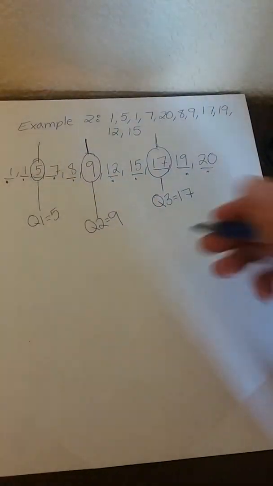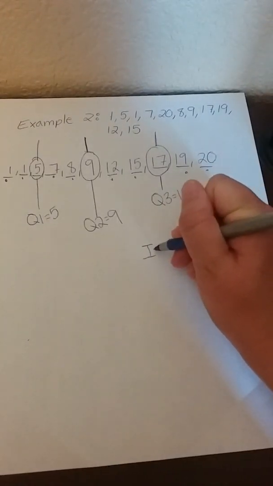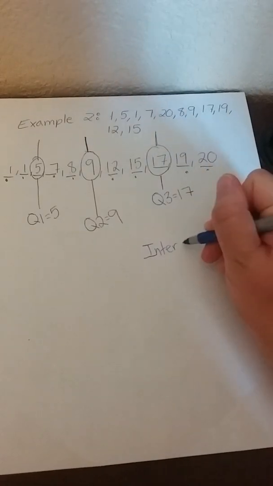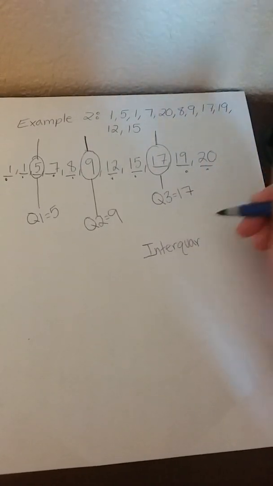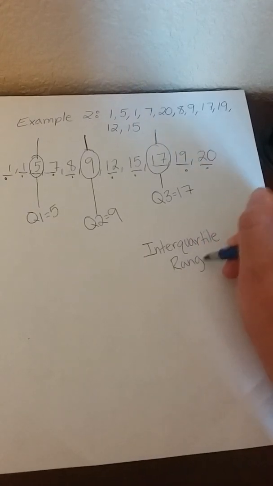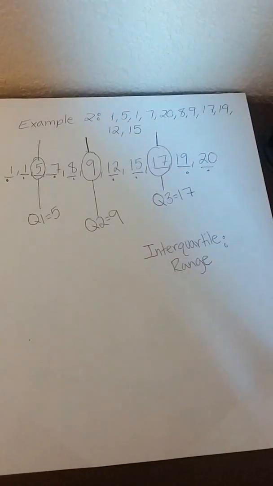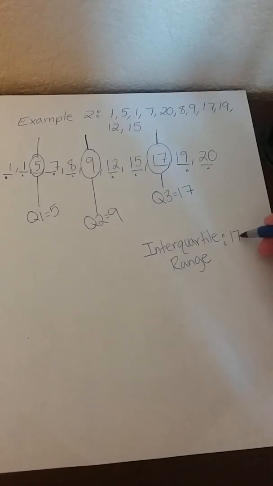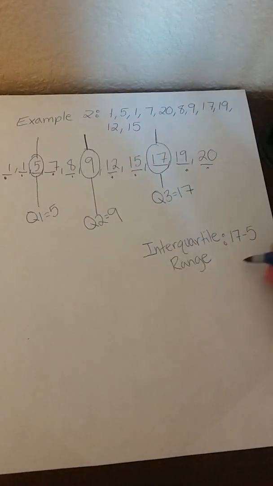Now, if I wanted to find the interquartile range, or the IQR, again, interquartile range is Q3 minus Q1. So if I wanted to find the interquartile range here, I would do 17 minus 5, so it would be 12.